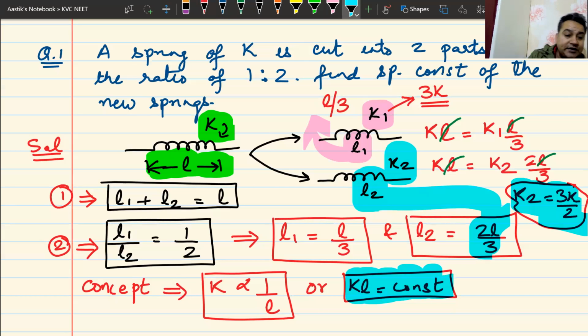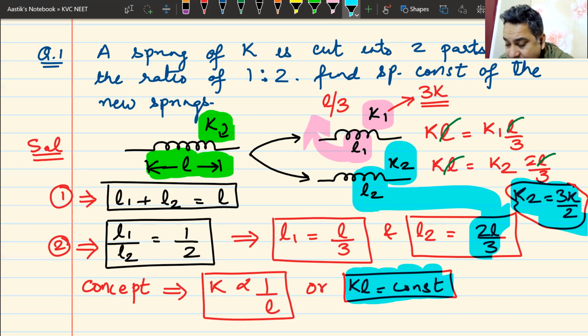Spring constant of a spring is inversely proportional to its length. We have just put that concept in a very nice way, and we have found out the spring constant of the spring. Do we all understand this? Can I have some response that we understand this? No one understands this? Shall I repeat?